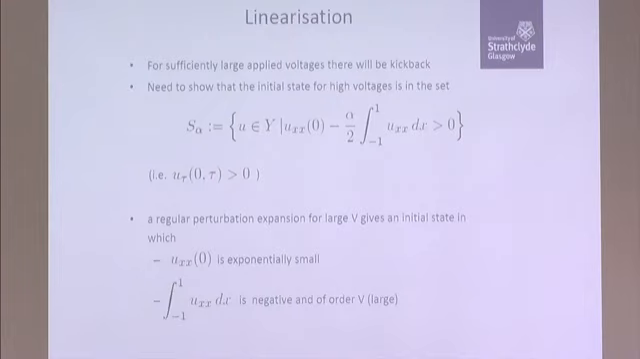And you can work out a regular perturbation expansion for very large V of the solution to the equation to give you the initial state. So we work out the initial state U at time 0. It turns out that for that initial state, the curvature, your d squared U by dx squared, is exponentially small. So this term here is very small, but this integral, non-local term, is negative and of order V, i.e. very large. And so you immediately see that this term here is always going to be positive, and you will always get kickback for a sufficiently large V.